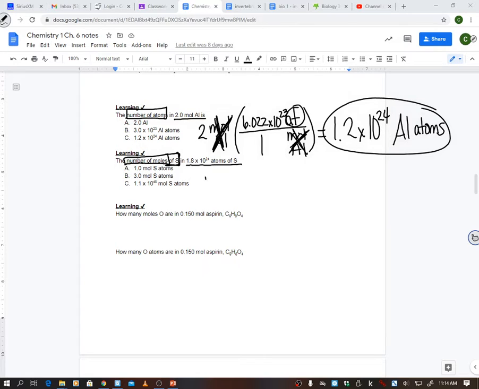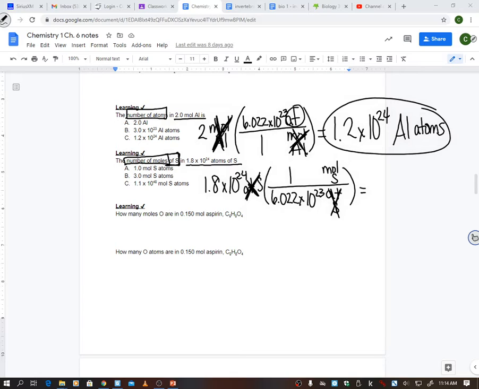And this is what they give me. So I have 1.8 times 10 to the 24th atoms of sulfur. Write down what they give me. That, what they gave me, goes on bottom. What I'm looking for, moles of sulfur, go on top. 1 mole is 6.022 times 10 to the 23rd atoms of sulfur. That unit cancels out through division.